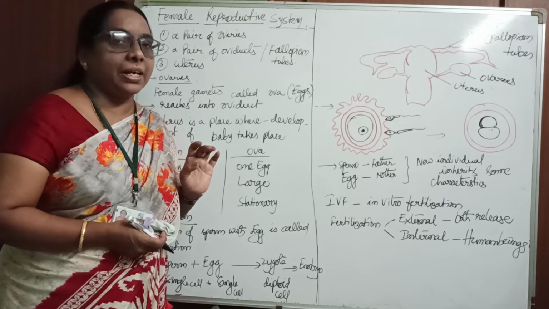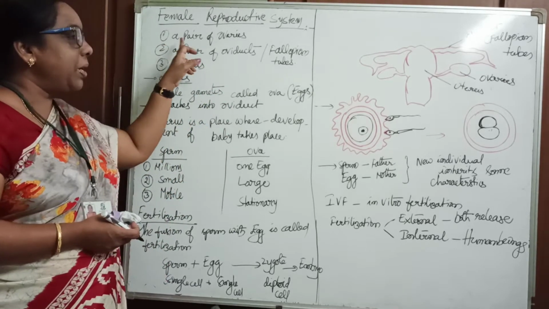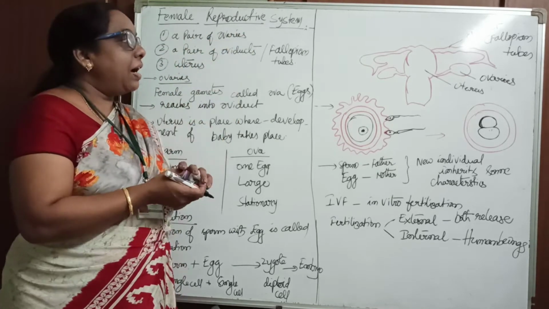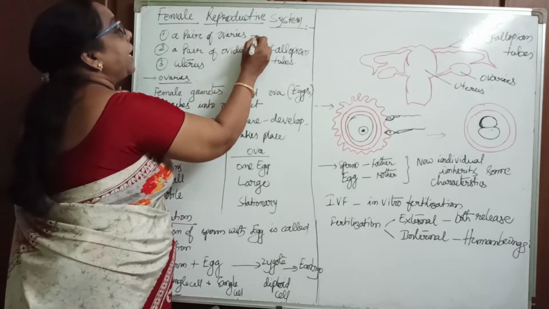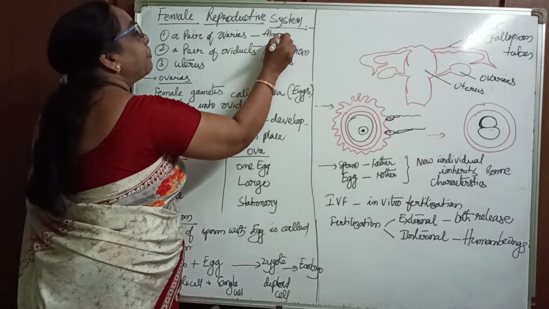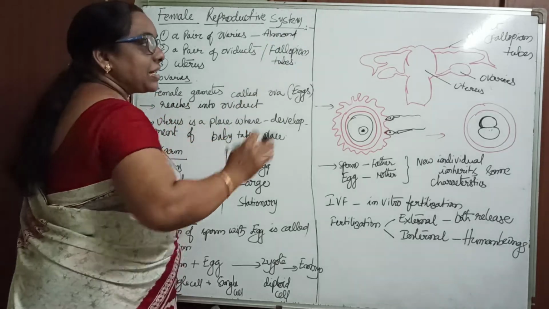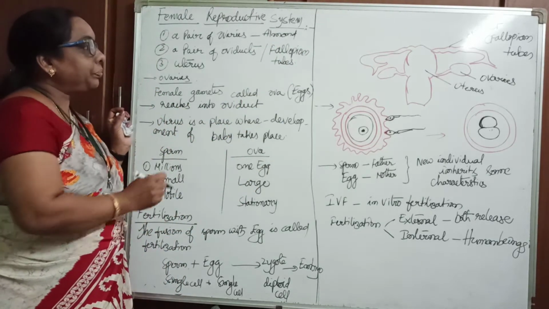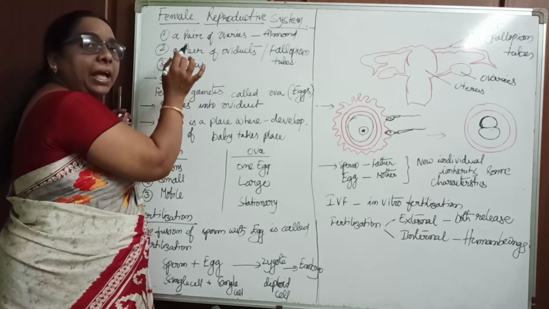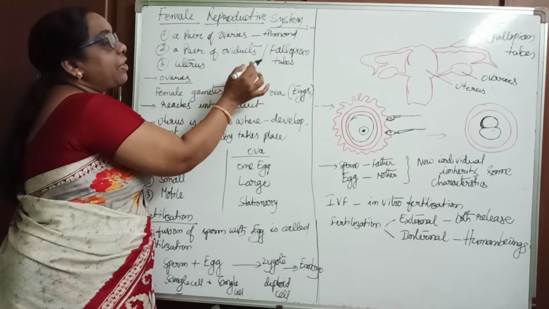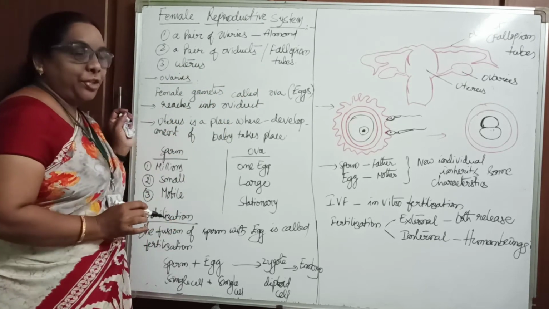Just have a look at the diagram also. The first one is what? A pair of ovaries. They look like an almond shape, and they are attached to the uterus. The second part is a pair of oviducts. They are also called fallopian tubes.